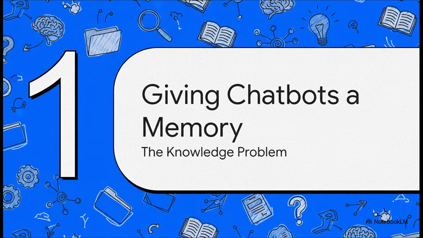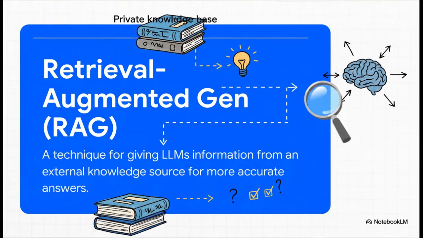Right, so how do we fix this whole knowledge gap? Well, the very first step is to give our chatbot a memory, a real working memory that lets it connect to and actually understand our specific private documents. And that, my friends, is exactly what RAG is. It's basically a technique that acts as a bridge. Think of it like this. It connects the powerful, massive brain of a large language model to a specific external knowledge source, like, say, your company's policy documents.